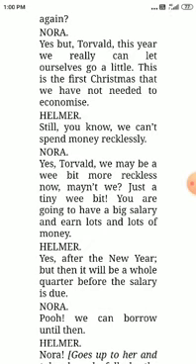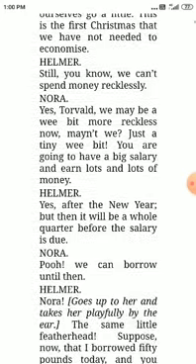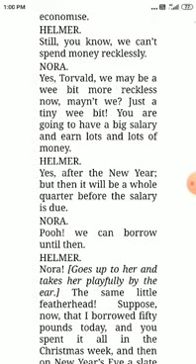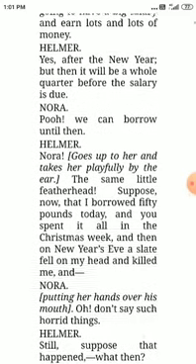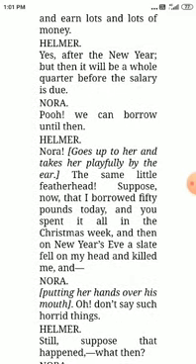You are going to have a big salary and earn lots and lots of money. Helmer: Yes, after the new year, but then it'll be a whole quarter before the salary is due. Nora: Pooh, we can borrow until then. Helmer: Nora goes up to her and takes her playfully by the ear. The same little featherhead.